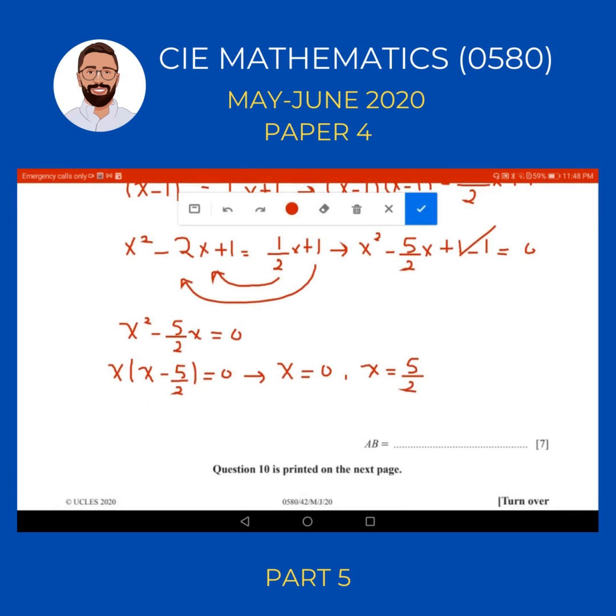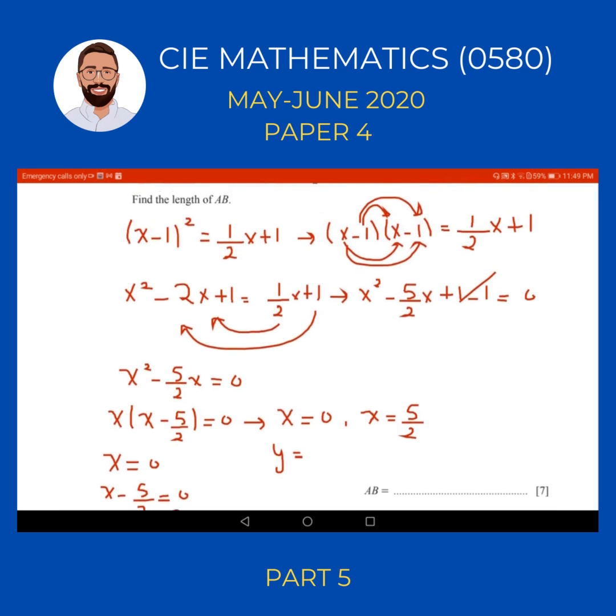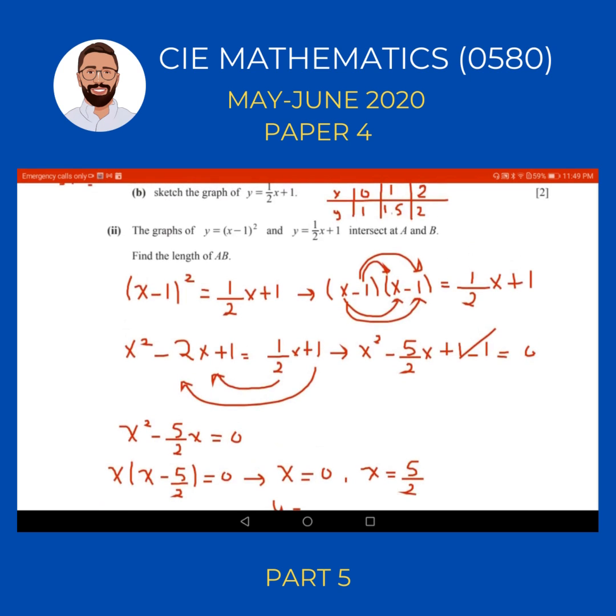So first I equated the bracket x minus 5 over 2 to 0. So I shifted negative 5 over 2 to the right, so x is 5 over 2. Now to find the y value, I need to substitute x equal to 0 in any of the two functions.